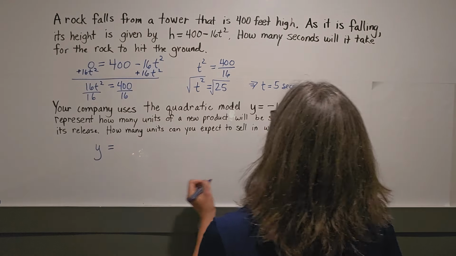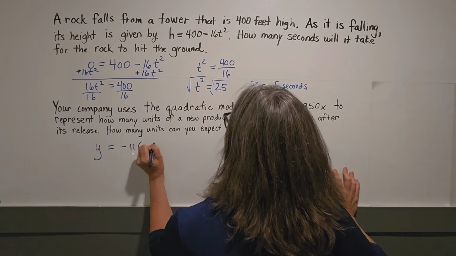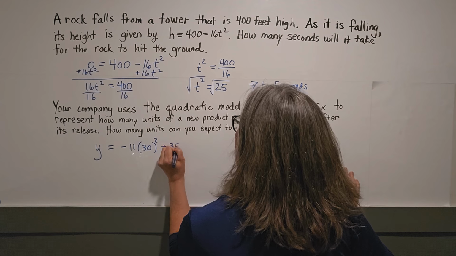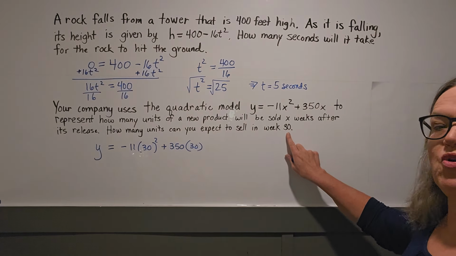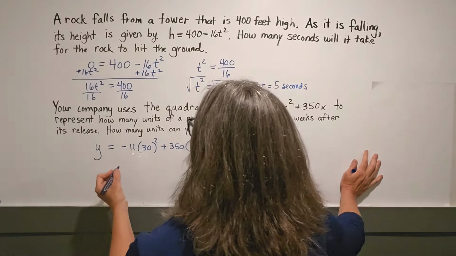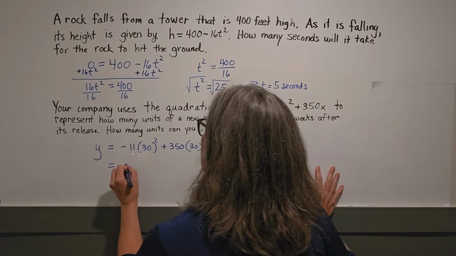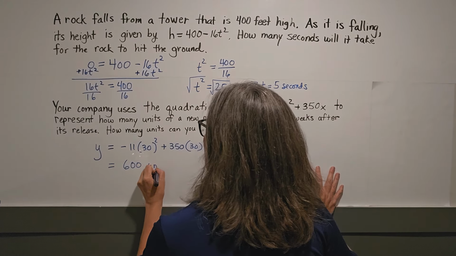So y equals -11 times 30 squared plus 350 times 30. I just plug in 30 for x and do the calculation. I did this earlier on my calculator and I got 600, and that's 600 units.